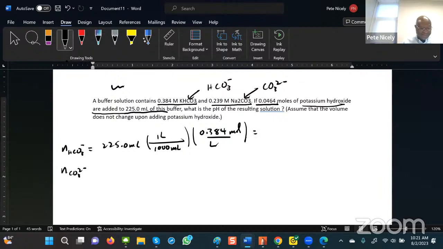And again, please do these calculations along with me because I could be wrong in my work. So when I worked this out, I got 0.0864 moles, all right? And I'm going to do the same thing with the carbonate ion, same volume, because they're both in the same solution.